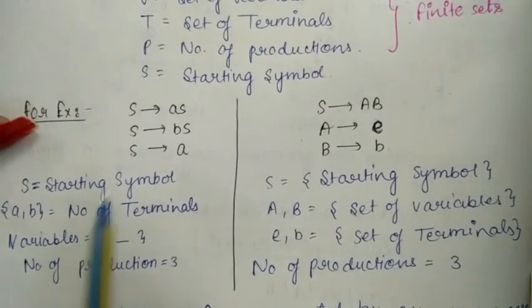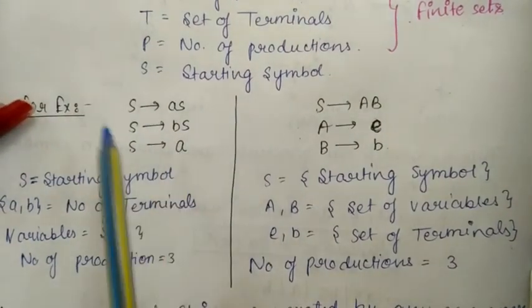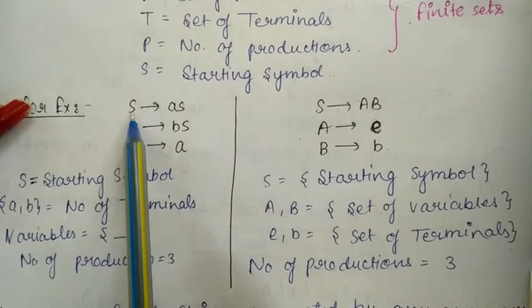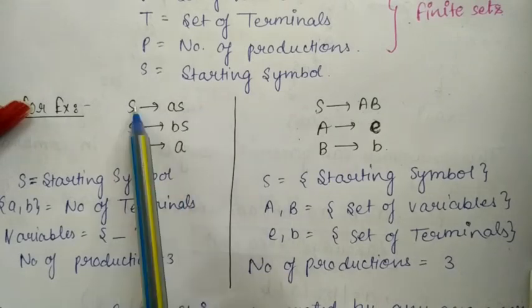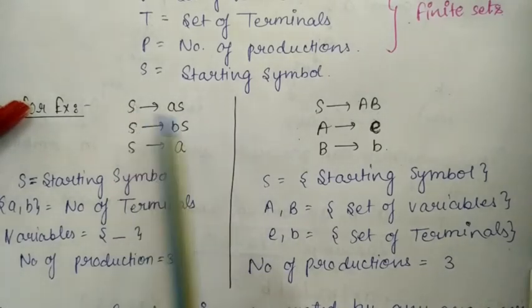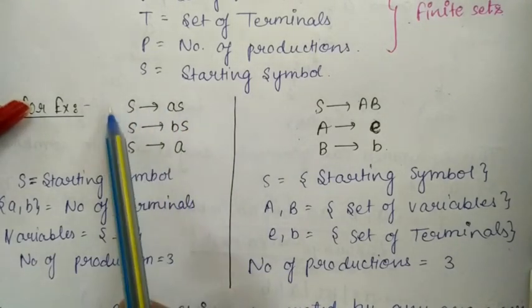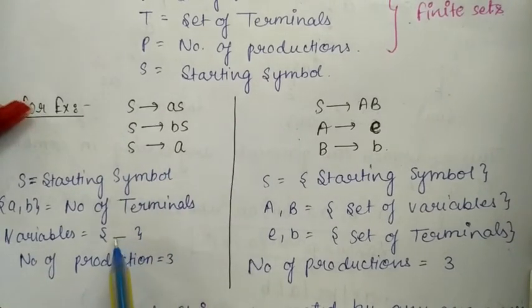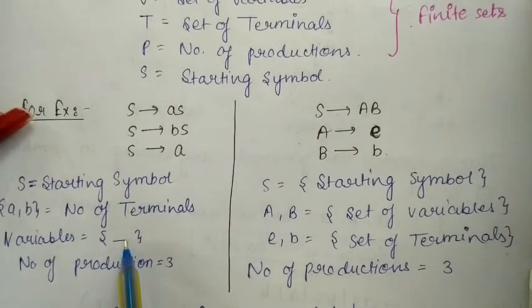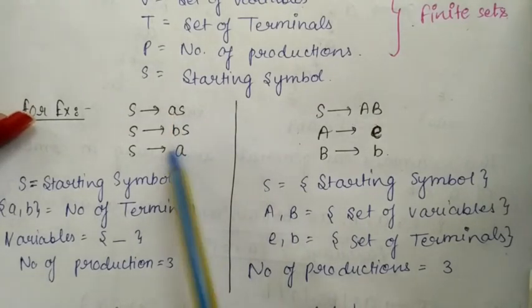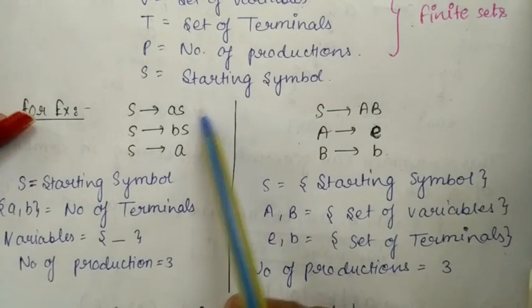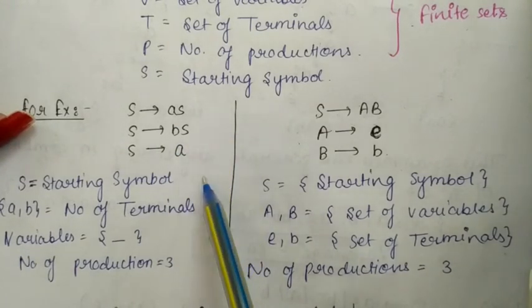Now if we talk about this example, S is a starting symbol. Number of variables means whatever we write in capital letters, and we don't have any variable here, so the set of variables is empty. Number of terminals are a and b, whatever we write in small letters, and the number of productions is 3: 1, 2 and 3.